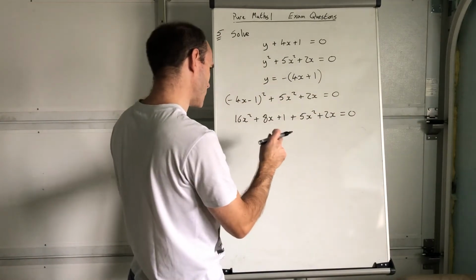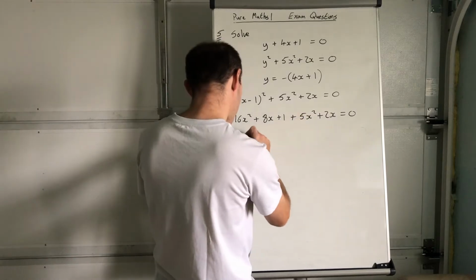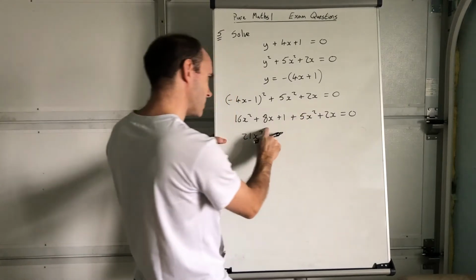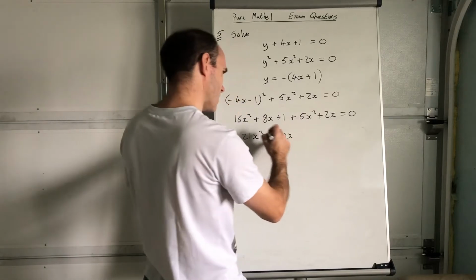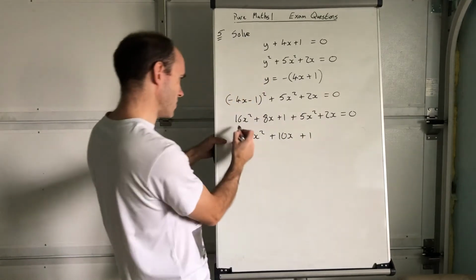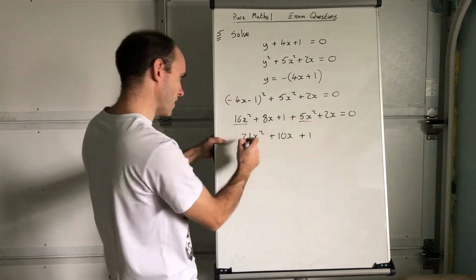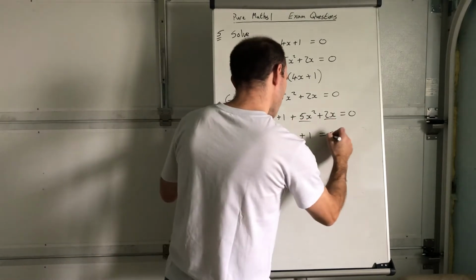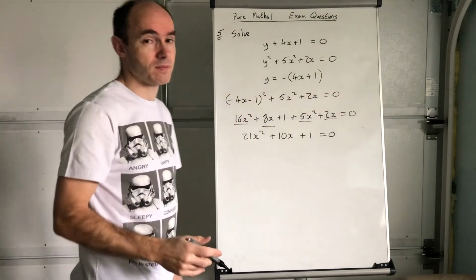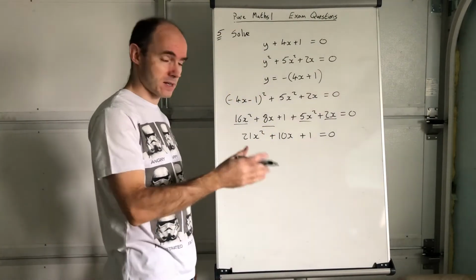So what's that going to be? 21x squared plus 8x plus 2x, so 10x, and then plus 1. Let's just see if I got that right. So 16, 5, yeah, and 8x, 2x, yeah. Okay, done. And then work out what that is. The vast majority of these will factorise.